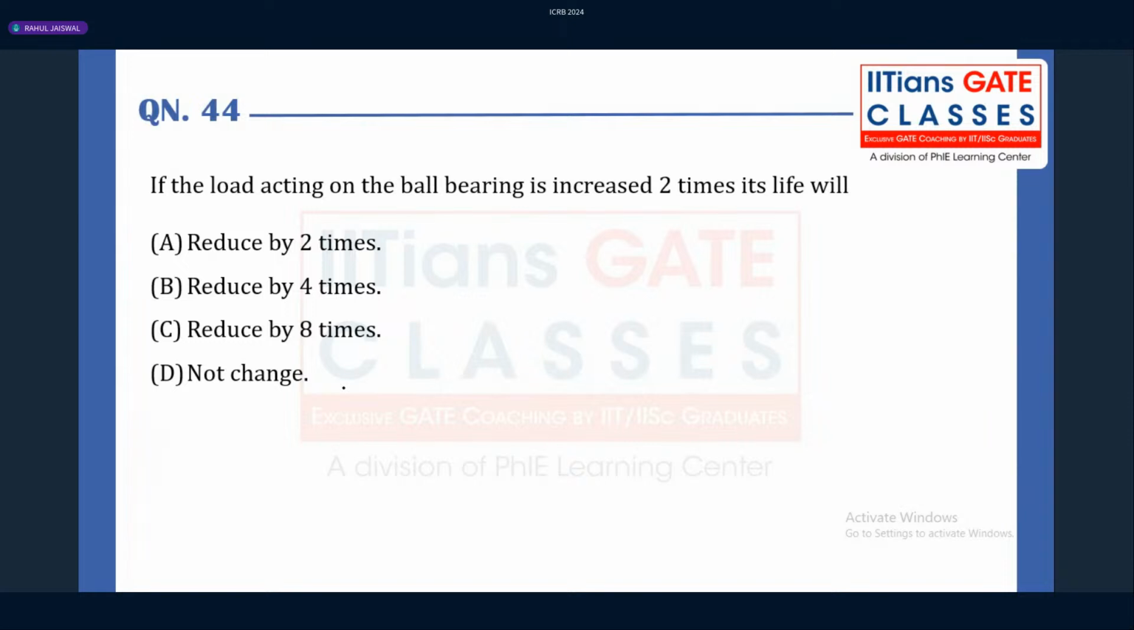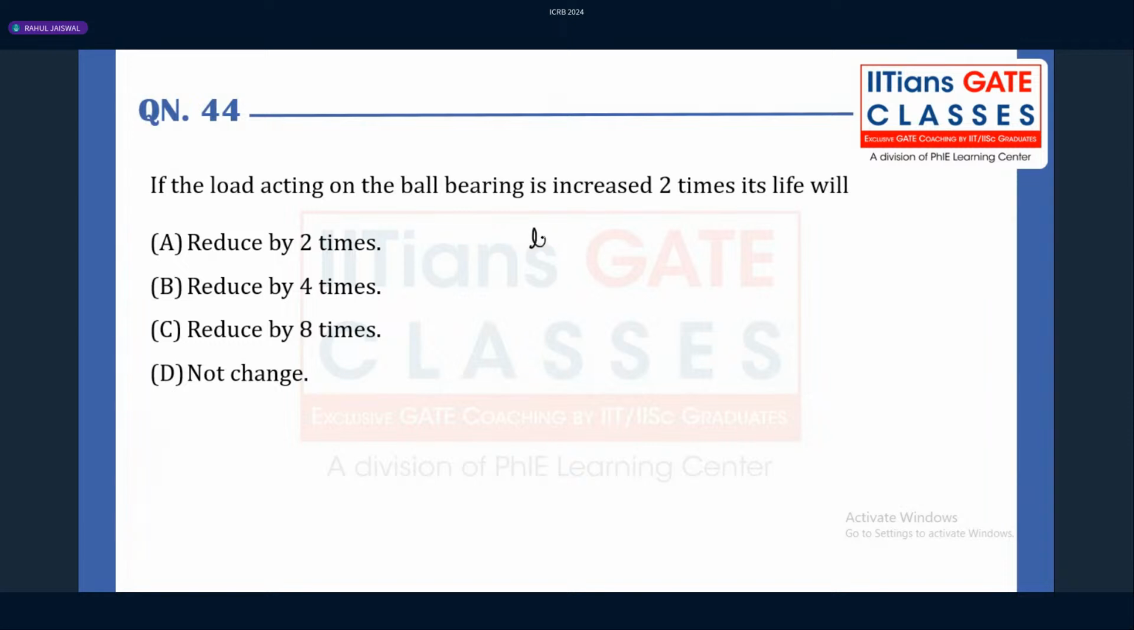If you see the next part of the question, guys, this particular paper is asking: if the load acting on a ball bearing is increased two times, then its life will be what? If you see the previous year question papers of ISRO, it's a very repetitive question. Multiple times they ask this question, and again they have asked it one more time.